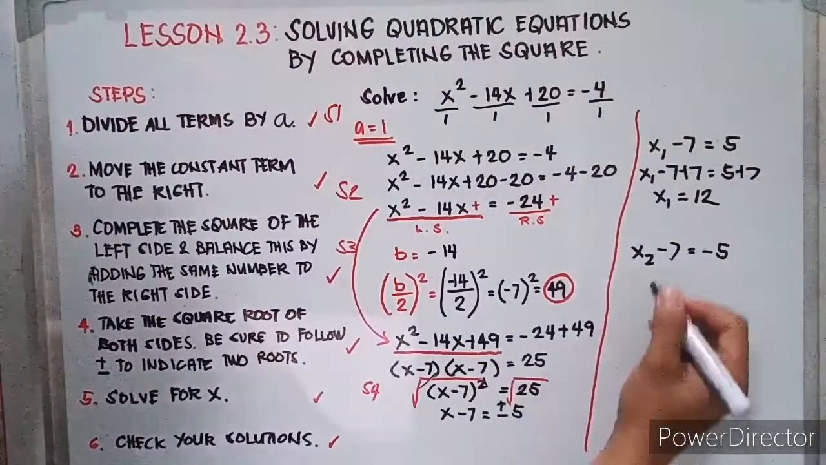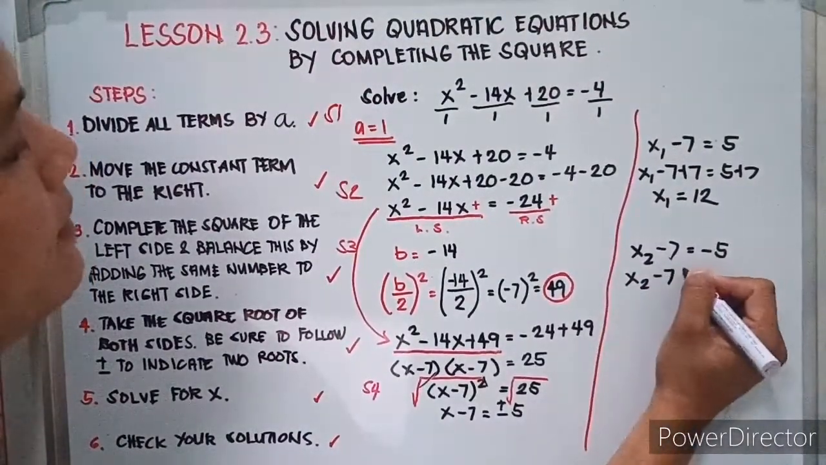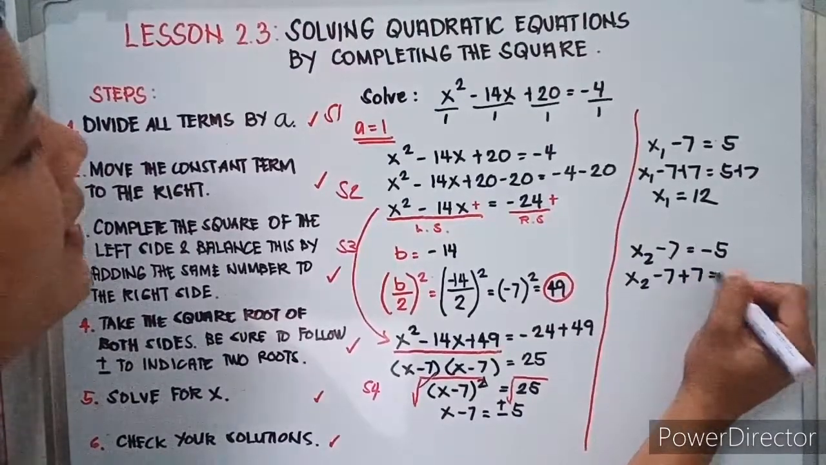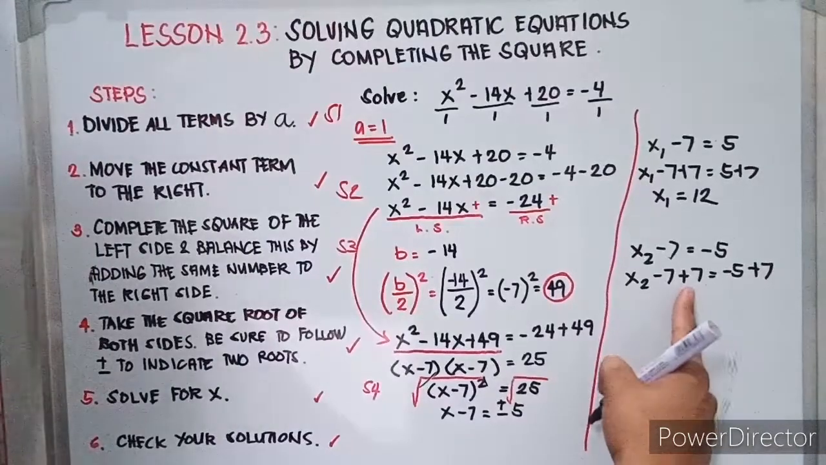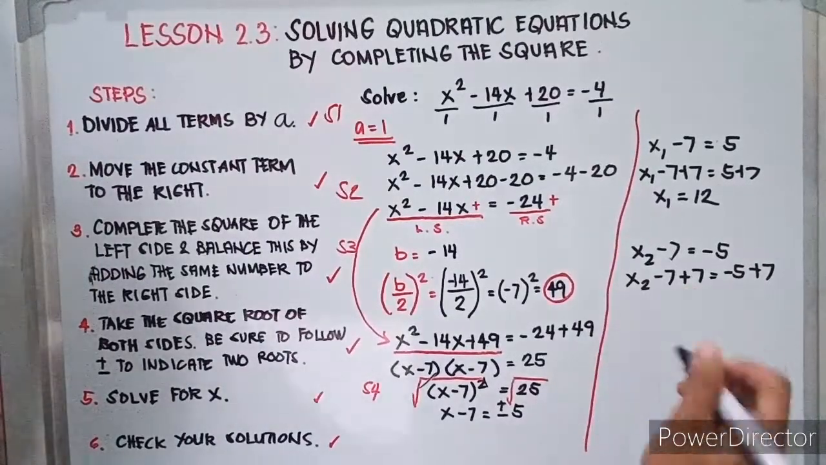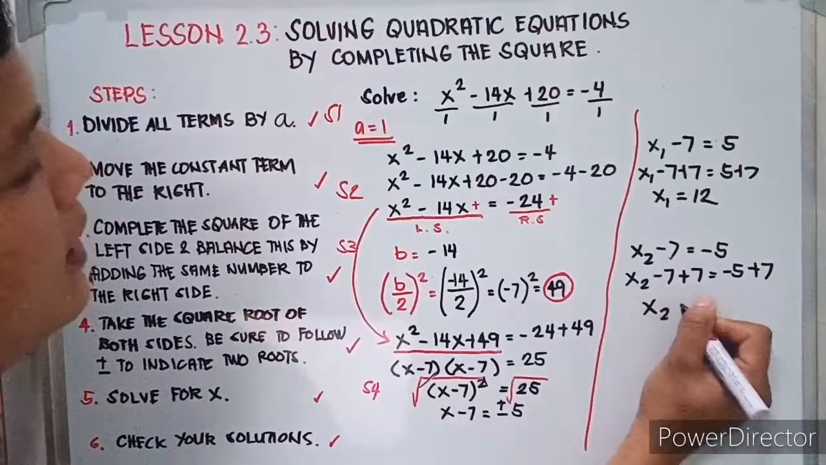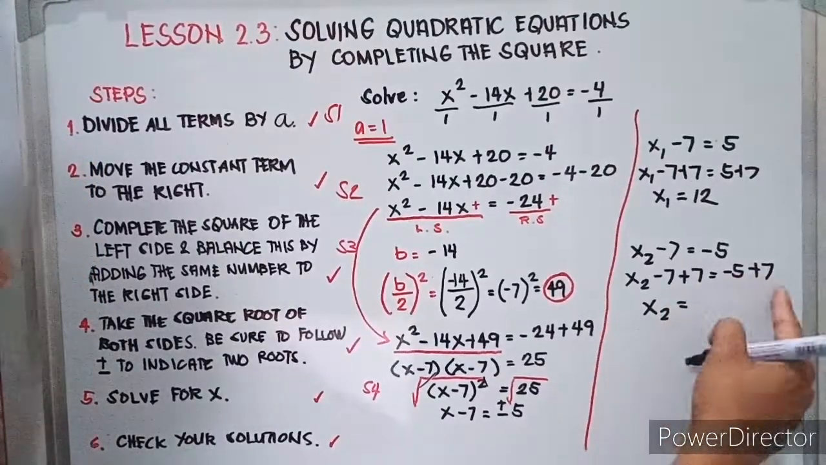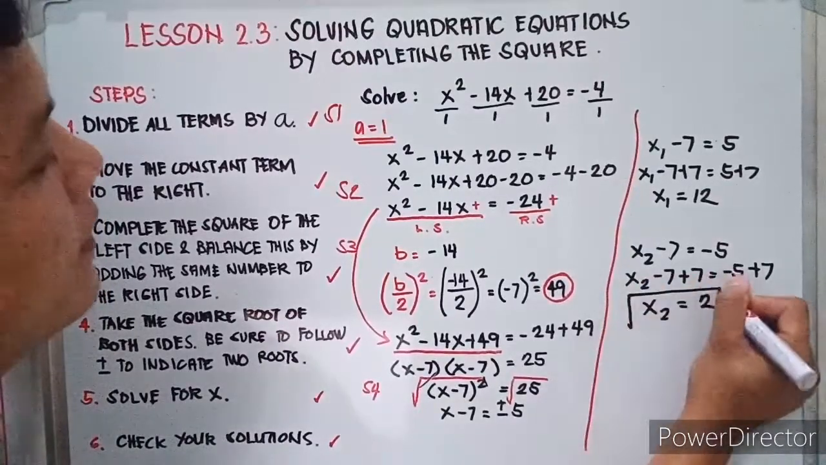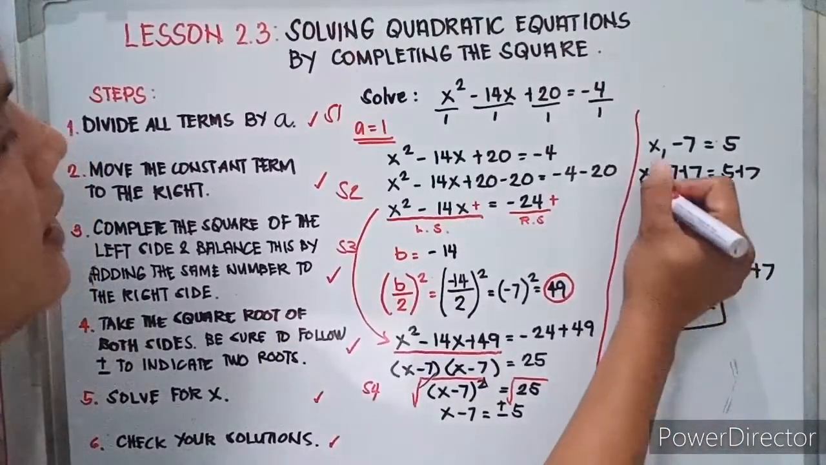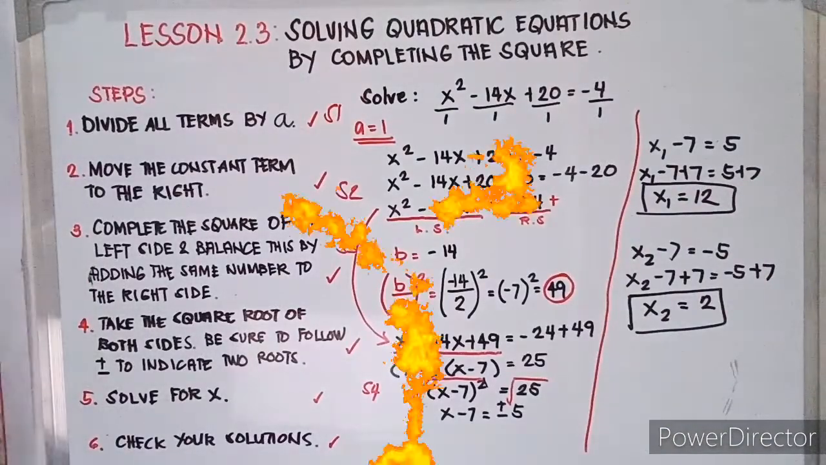Then, for our x sub 2, so negative 7, additive inverse positive 7 equals negative 5 plus 7. Kung anong ginawa sa kanan, gagawin din sa kaliwa. So we have negative 7 plus 7 is 0. So we have x sub 2 equals negative 5 plus 7, that is positive 2. So therefore, our roots, x sub 1 is 12 and x sub 2 is positive 2.